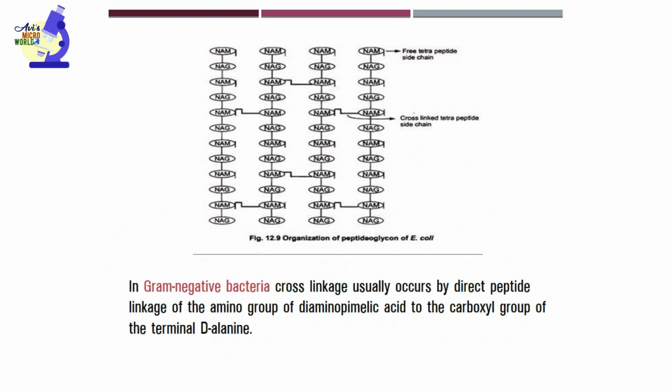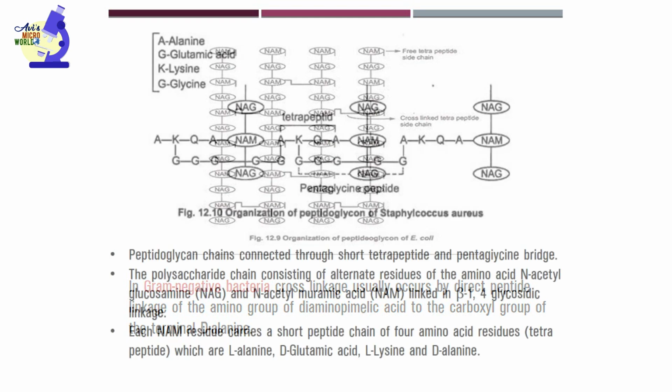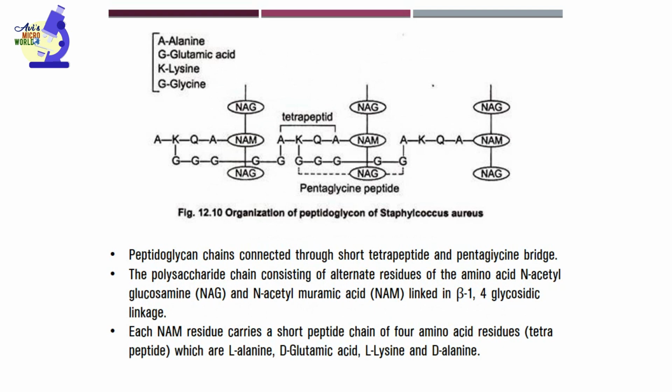In gram-negative bacteria such as E. coli, cross-linkage usually occurs by direct peptide linkage. We can see a direct peptide linkage here, NAM to NAM, of the amino group of diaminopimelic acid to the carboxyl group of the terminal D-alanine. The peptidoglycan chains are connected through a short tetrapeptide and a pentaglycine bridge.